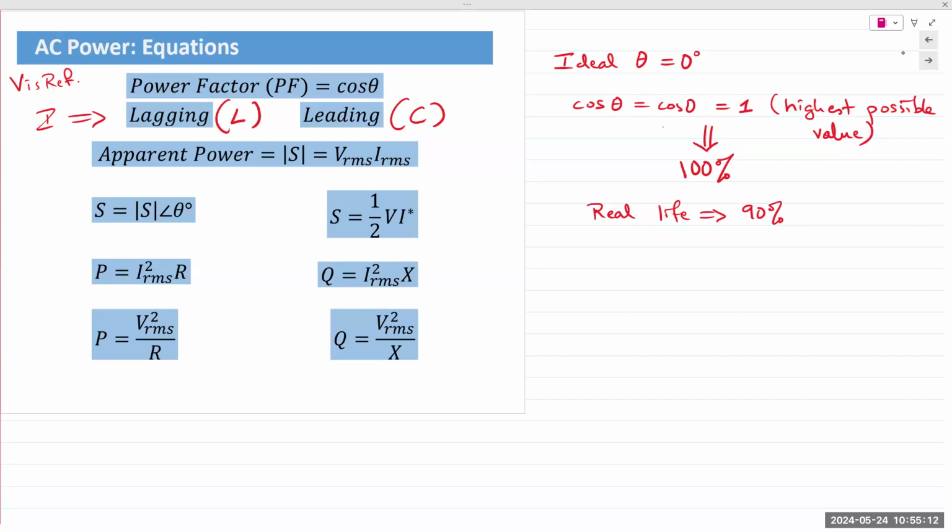Okay, a few more equations, and then we'll be done for today. The hypotenuse of the power angle triangle represents the magnitude of S, and the power angle theta. That magnitude of S has a term, apparent power. It's simply the product of the voltage and current RMS values, V_RMS times I_RMS.